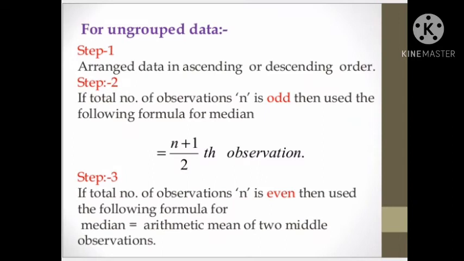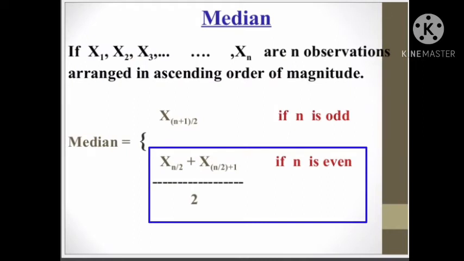How to find median for ungrouped data? In step 1, arrange data in ascending or descending order. In step 2, if the total number of observations n is odd, then use the following formula: median is equal to (n plus 1) by 2th observation. In step 3, if the total number of observations is even, then median is equal to the arithmetic mean of the two middle observations.